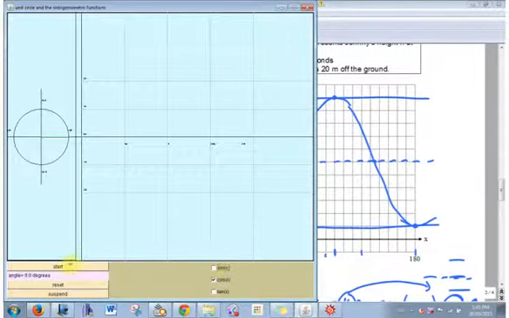Cosine. Yes, I'll show you both in a sec. I'm feeling deprived.